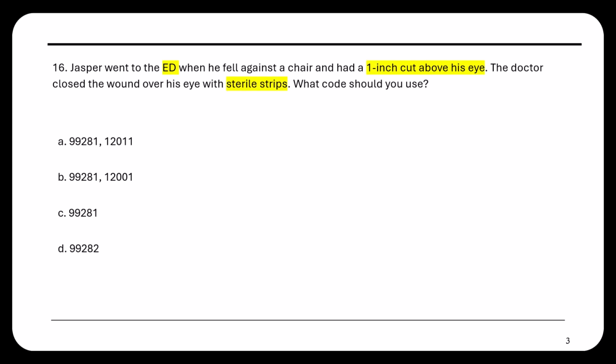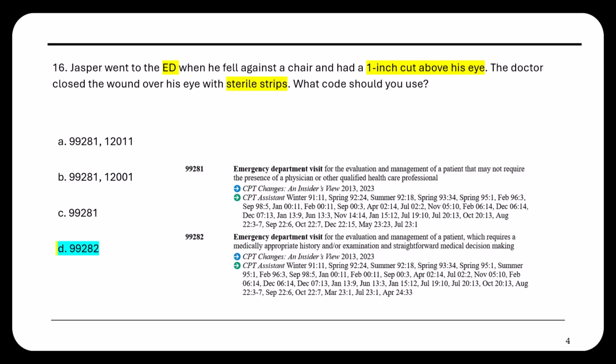But anyway, 99281 is the emergency department, but it says it doesn't require a doctor. But we already said we had the doctor. And this is straightforward medical decision making. All he did was close up the cut above his eye. So it's 99282. There's no need for the additional closure code because that closure code isn't needed if stitches or staples aren't used. So let's look at the next one.